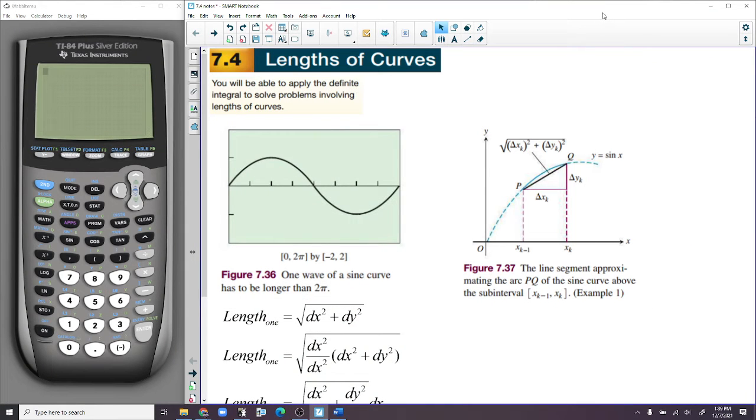All right, good afternoon, everybody. We've got 7-4 today, lengths of curves.